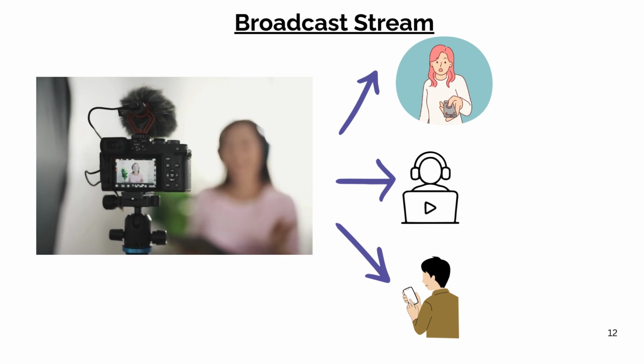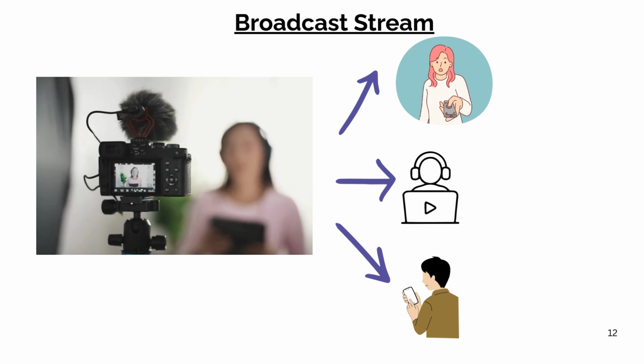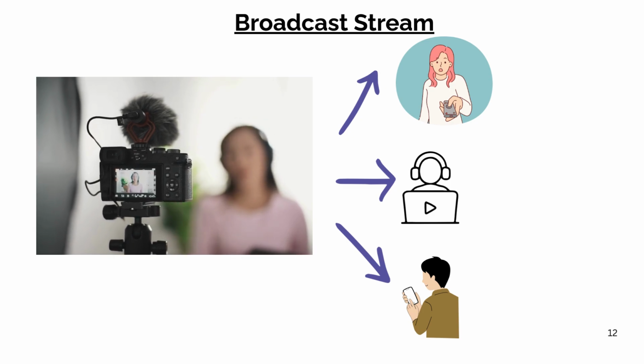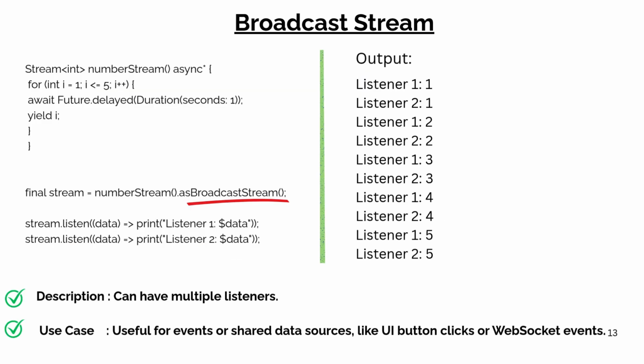In order to create a broadcast stream, call the asBroadcastStream method on a single subscription stream. If we check the code, it is similar to the previous one, but we just have to call the asBroadcastStream method on that stream. So in the output, we can check that multiple listeners are able to listen to the stream.